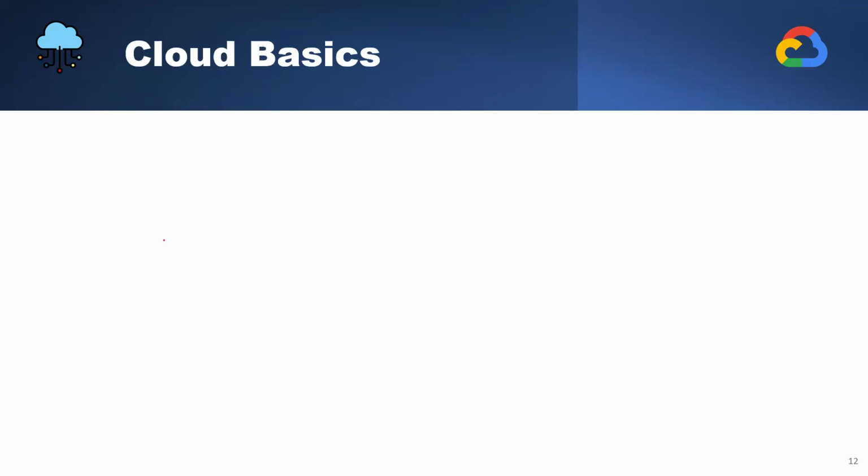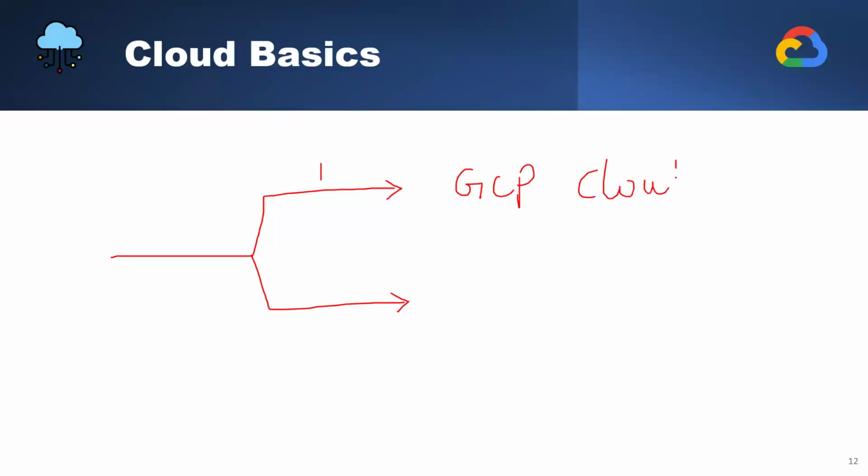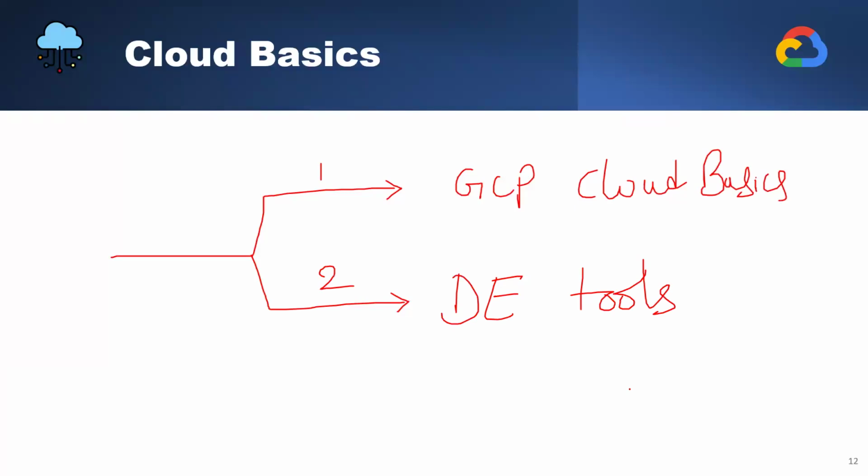I have divided this entire course curriculum into two topics. The entire GCP data engineering course curriculum is divided into two topics. One is GCP basics, nothing but cloud basics. The second one is data engineering tools, GCP data engineering tools. So these are the things that I am going to cover in my course. First, I will start with GCP Cloud Basics. Then we will enter into data engineering.